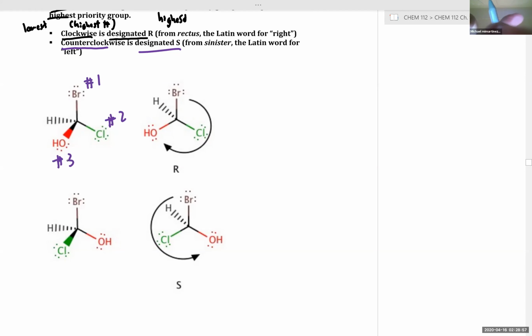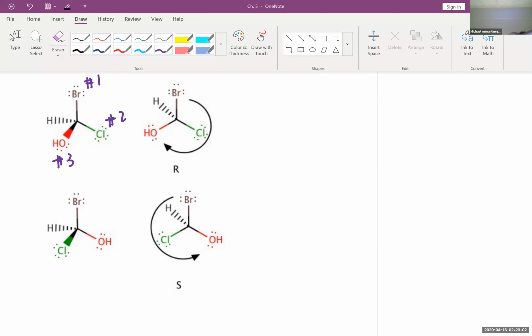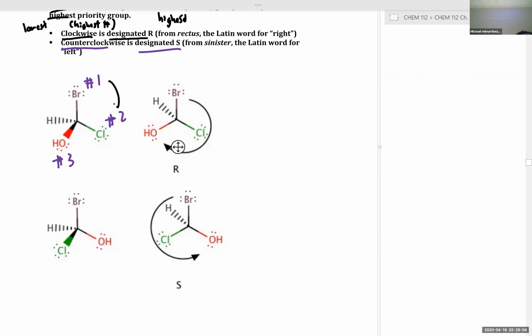So if we draw an arrow going from our highest priority to our lowest priority group, is the arrow going clockwise or counterclockwise in our first example? Is our arrow counting from 1, 2 to 3 going clockwise or counterclockwise? Clockwise, yep. So it's clockwise, ergo we assign the stereocenter as R.